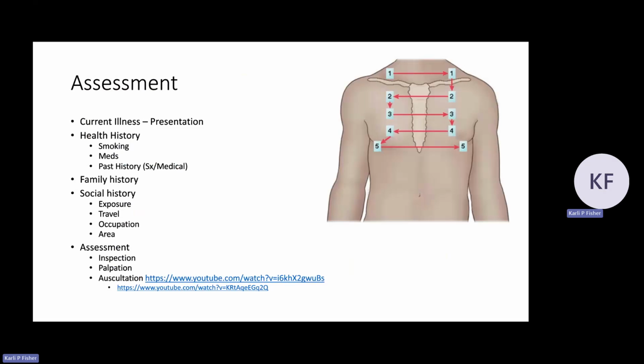So if we're a firefighter and we get exposed to a lot of house fires and now we're having breathing problems, that's good social history to know, right? Same with medical history. Do they have history of COPD, asthma, allergies, whatever that may be? Family history, we're going to ask family history. Did you have anybody in your family that has lung problems, been diagnosed with lung disease, lung cancers, things like that? Social history is going to talk about exposure, travel, occupation, and area. So like we talked about there.